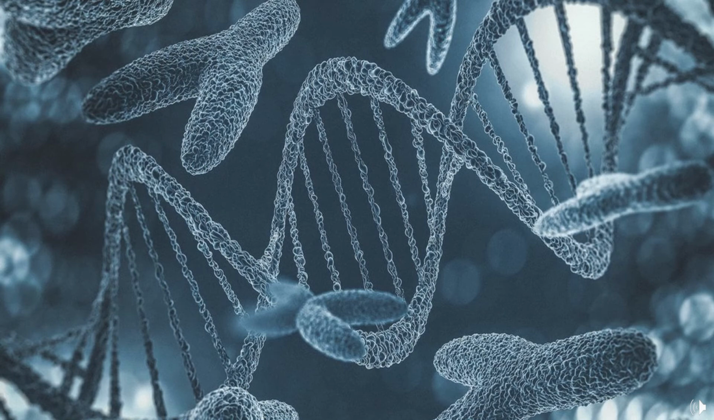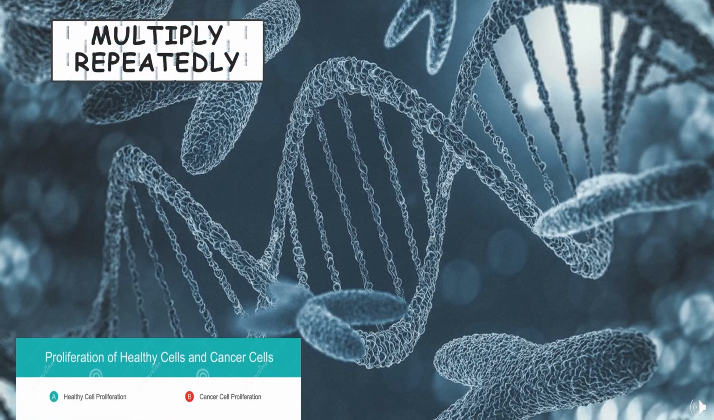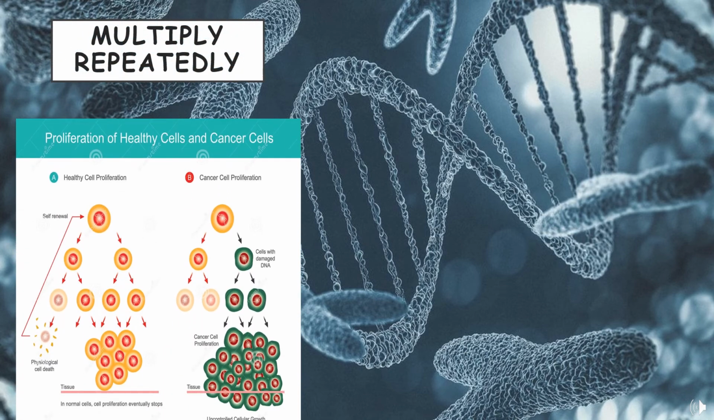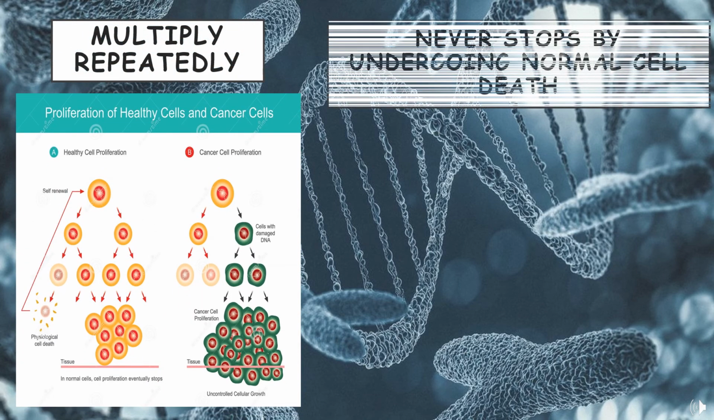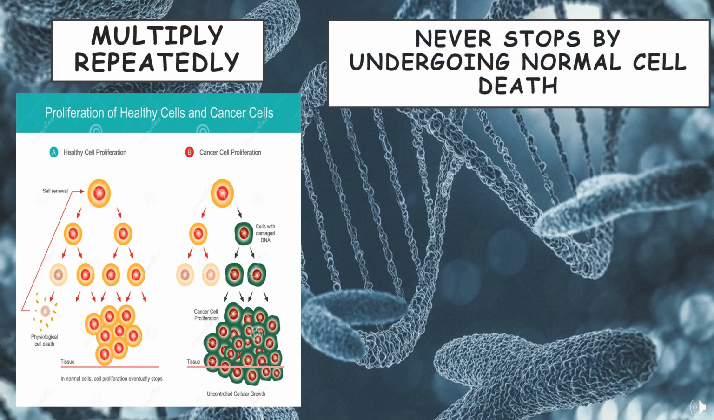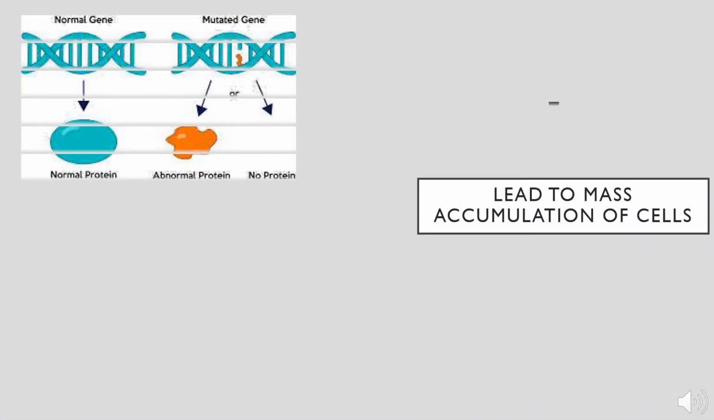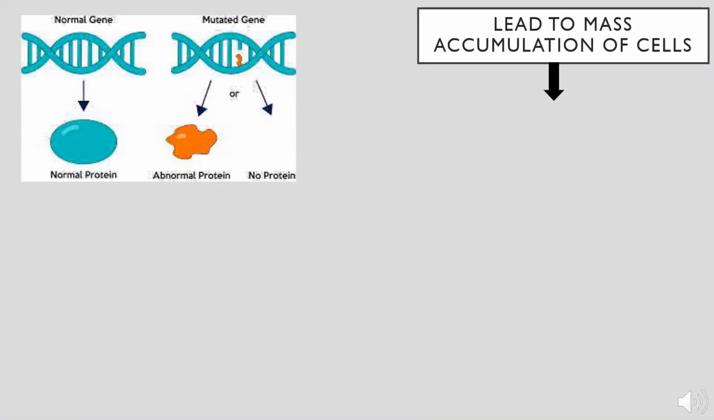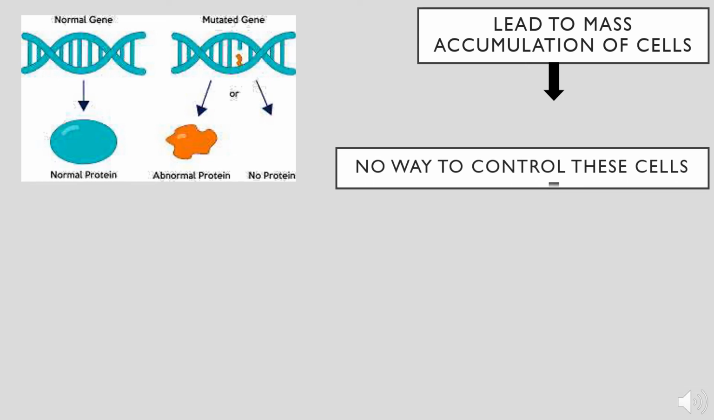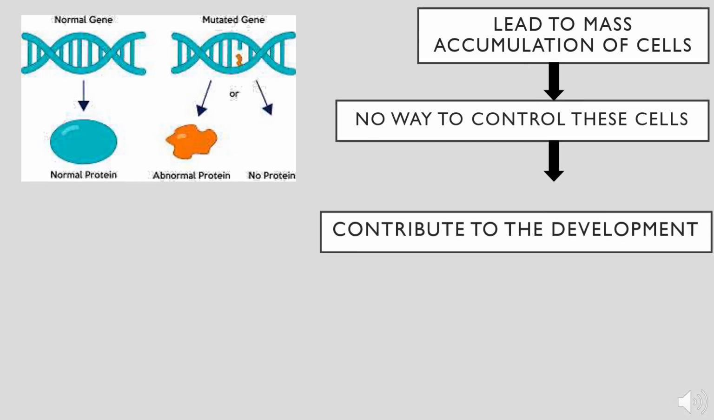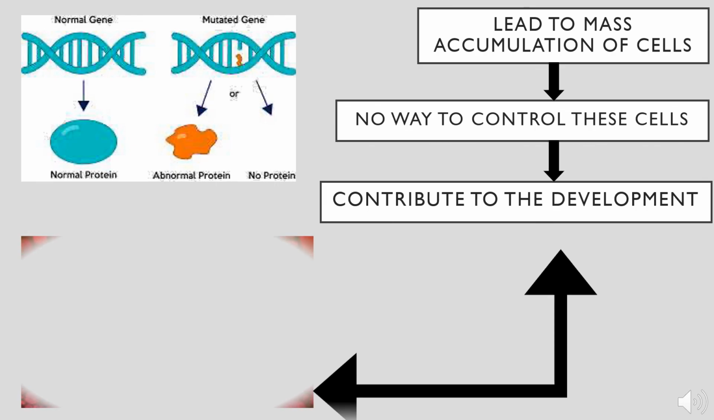Some oncogenes keep cells in a stage of constant proliferation, so cells remain at a pace where they multiply repeatedly. Other oncogenes affect apoptosis, so like a traffic light that never shows red, the cell's life cycle never stops by undergoing normal cell death. Both types of gene mutations lead to mass accumulations of cells, and if there is no way for the body to control these cells, the result of oncogenes contributed to the development of cancer.